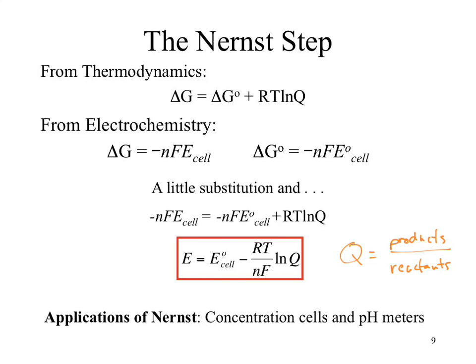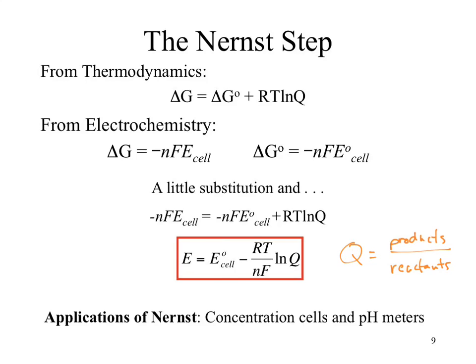In most of the cases that we looked at, we said standard cell conditions, which meant all of our concentrations were 1, products and reactants. The natural log of 1 is 0, which means this term drops out in a lot of circumstances, and we get our cell potential equaling the standard cell potential. But what happens if they aren't 1? We would have to go through and solve this equation as shown, plug in what we know about our products and reactants, and see what happens to our cell potential.